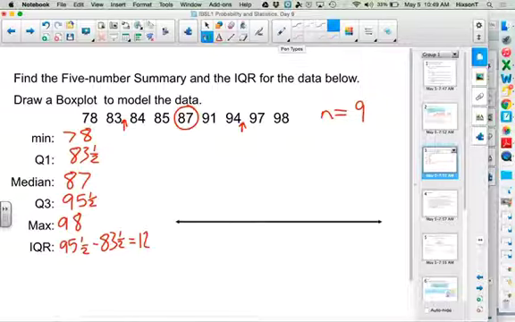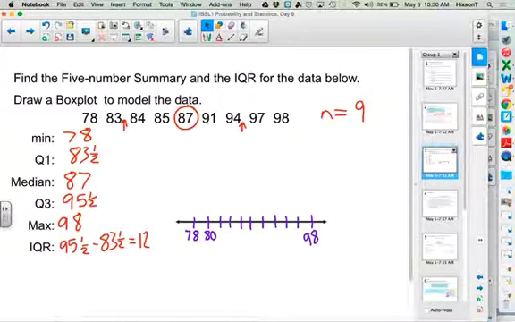So when I'm drawing them, I'll usually put my min down here at one end. There's 78. And here's 98. And then I'll come up with a scale that's appropriate. The range here is 20, so I would probably go by 2s or something. So there's 80, 82, 84, 86, 88, 90, 92, 94, 96, 98. I put them a little close together. There we go.